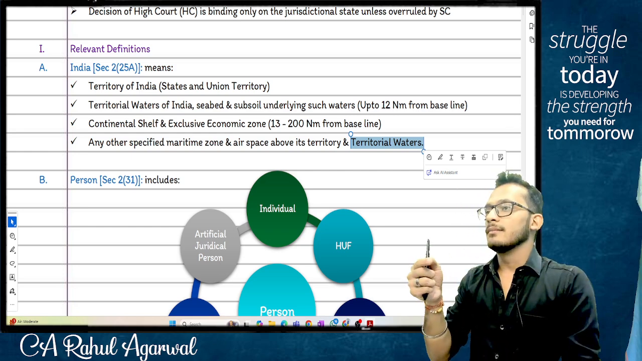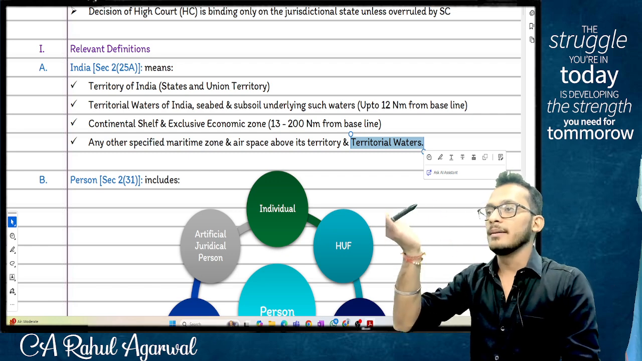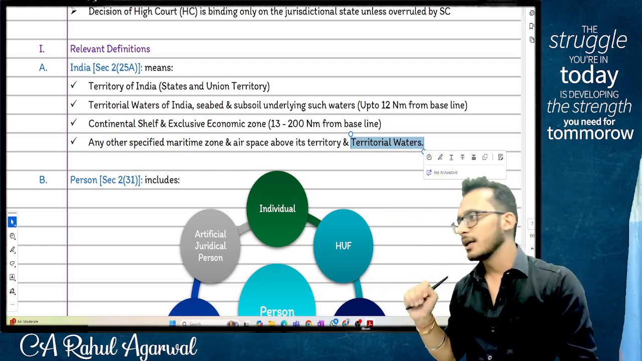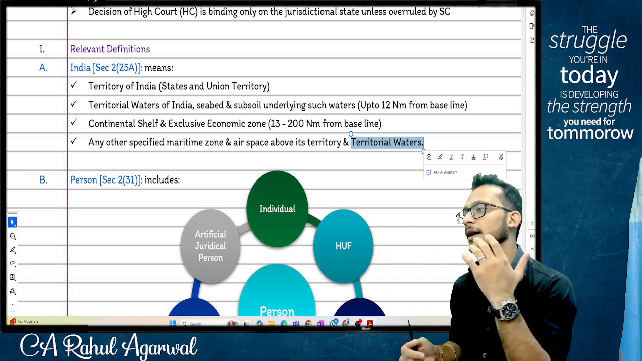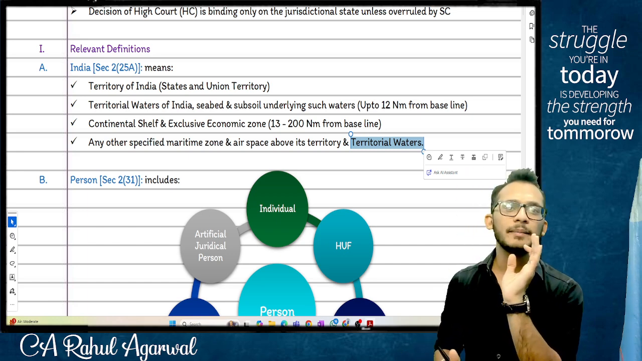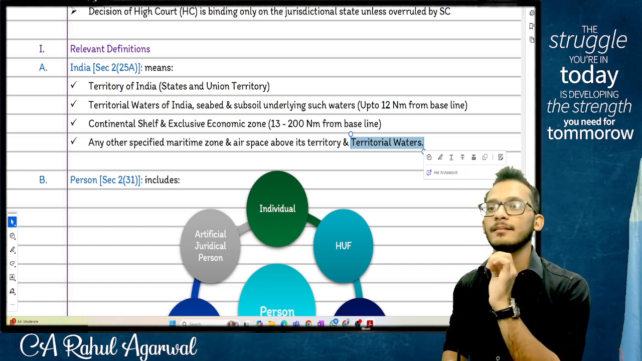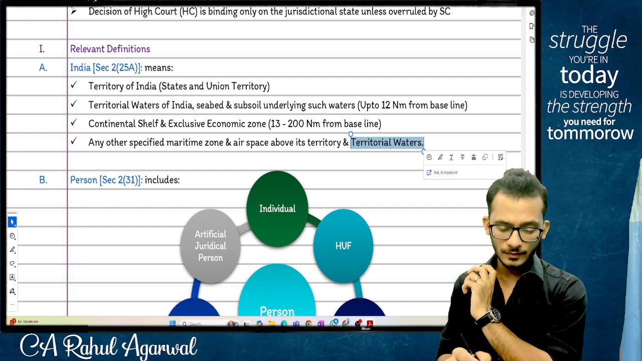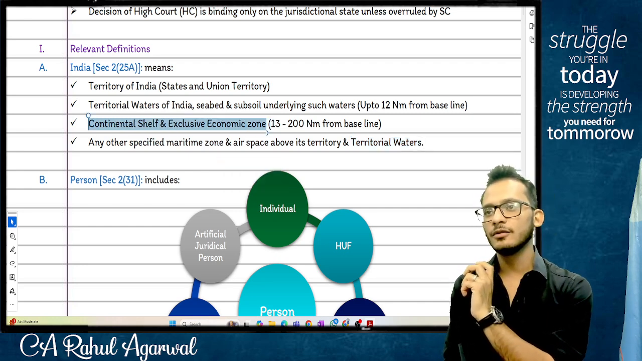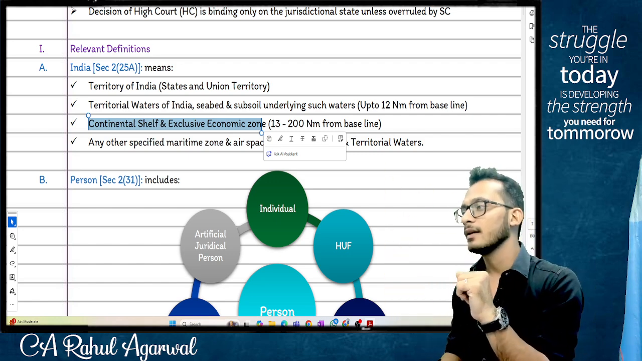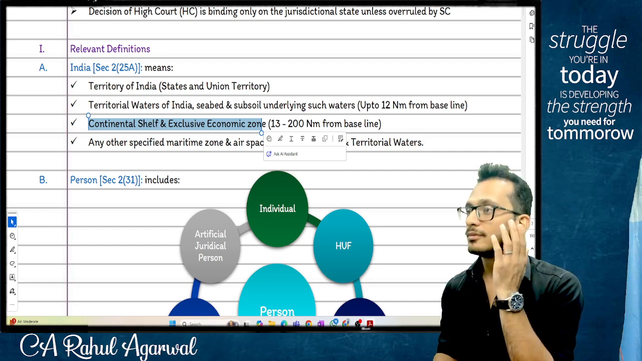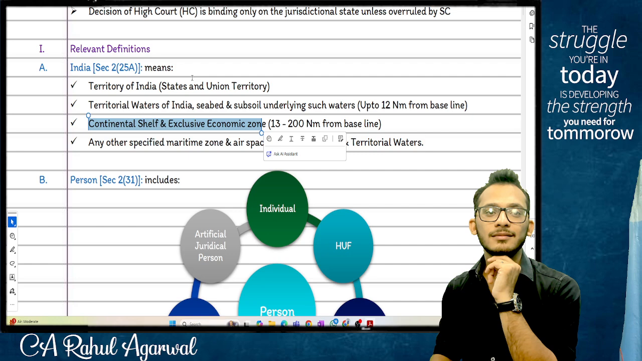Next, people, any other specified maritime zone and airspace above its territory and territorial waters, which means now my underground is also covered, my air is also covered. Which means in my example, all the 5 scenarios are part of India. Makes sense? This area is called the continental shelf for the exclusive economic zone. That whole area, 13 to 200 nautical miles, is called that. That is the name of the area. Yes. Any doubts? Makes sense?